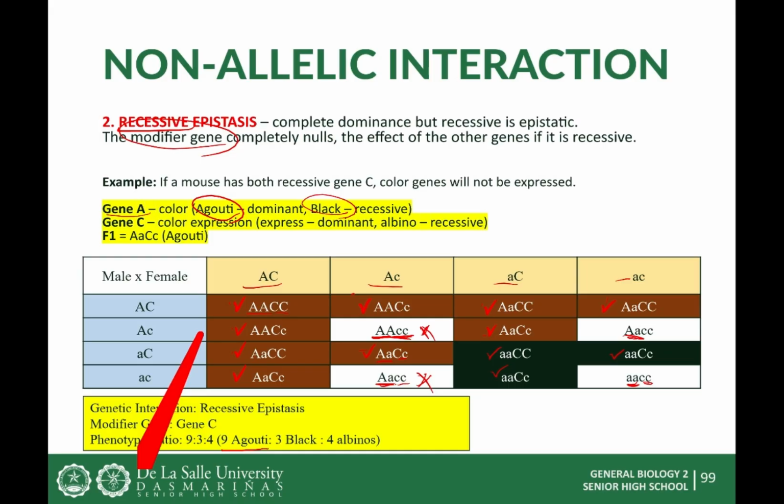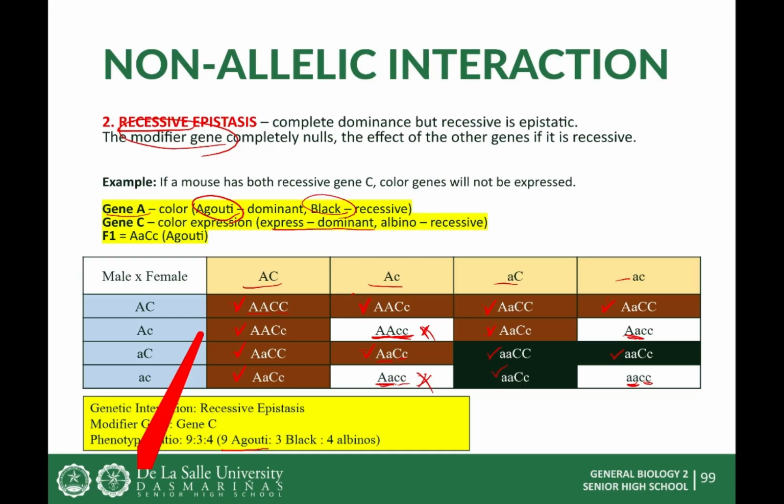So, we have 3 black. Alright? Ma'am, as I've read, regarding gene C color expression, if gene C is expressed as dominant, meaning it is in agouti color. So, ibig sabihin po ba nun, agouti din to? No po. Dapat both of the genes are dominant. Now, let's go to the rest of the genotype.